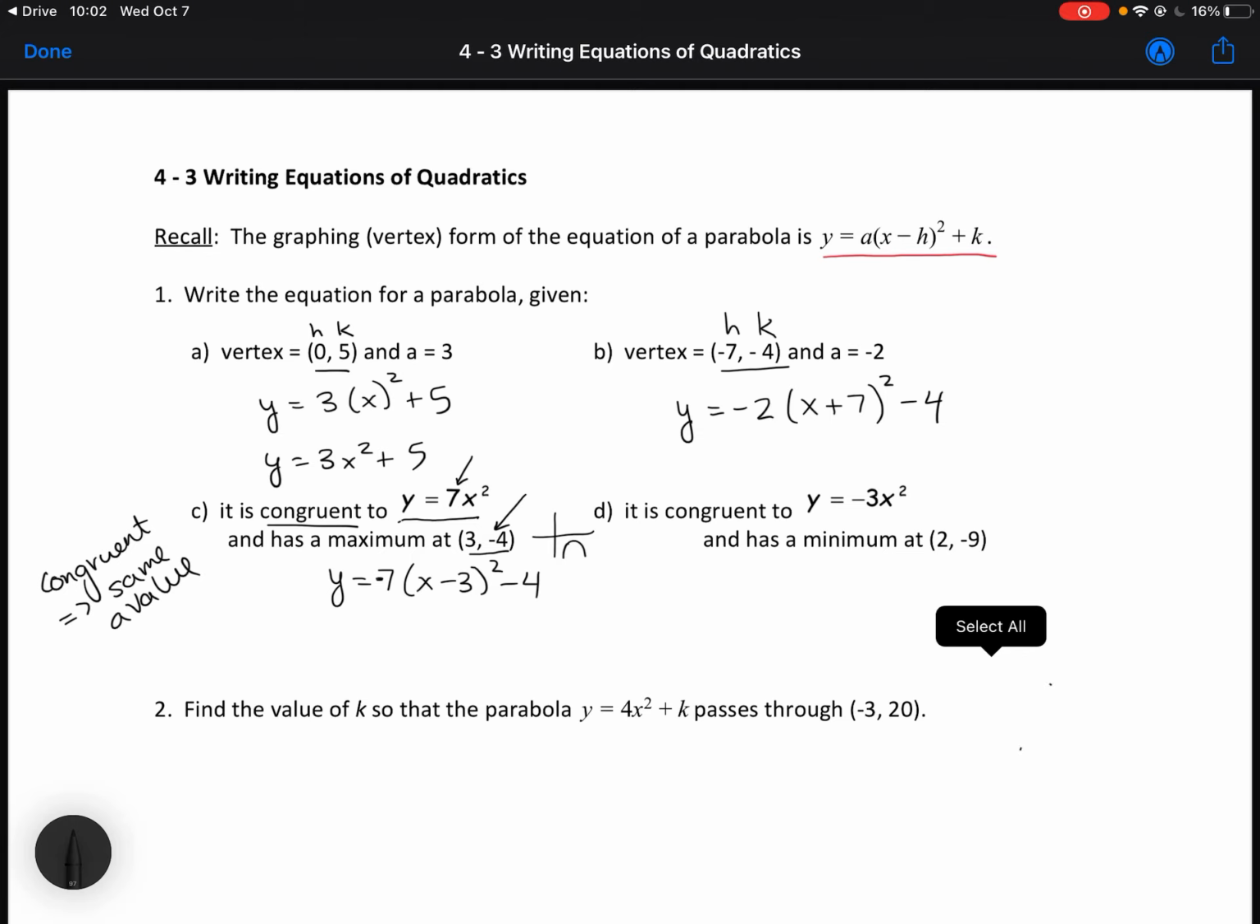Let's try another example. This one tells me that it's congruent to y equals minus 3x squared. So that means that my a value is 3. The second part of the question says that it has a minimum at (2, minus 9). Minimum means that my parabola is going to be opening up like this. So I know my a value is positive, and then I can plug in the values of my vertex. So y equals 3 times (x minus 2) squared minus 9.